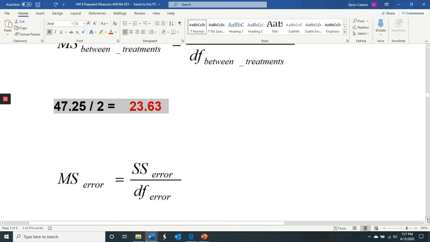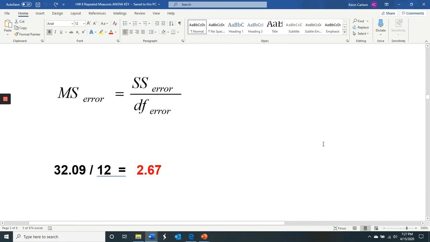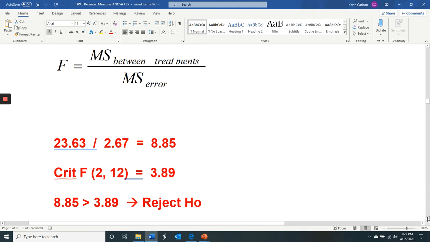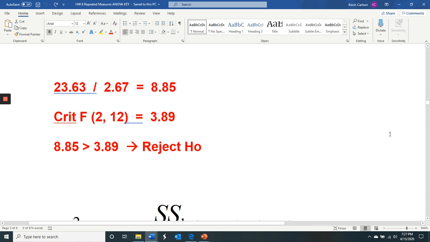And then we need to figure out the mean square error that goes on the bottom of the F. So anytime you're doing the mean squares as an average, the average is the sum of squares divided by degrees of freedom. So sum of squares error divided by degrees of freedom error, our mean square error is 2.67. So then our F is the MS between treatments divided by the MS error. So we just plug in our numbers that we found above. So 23.63 divided by 2.67, we get 8.85 as our F.